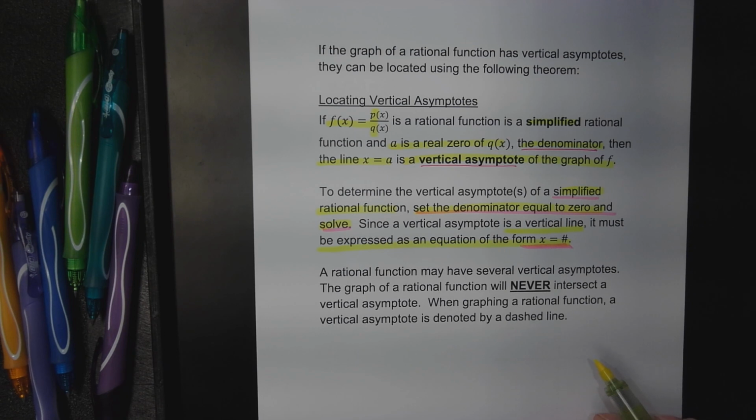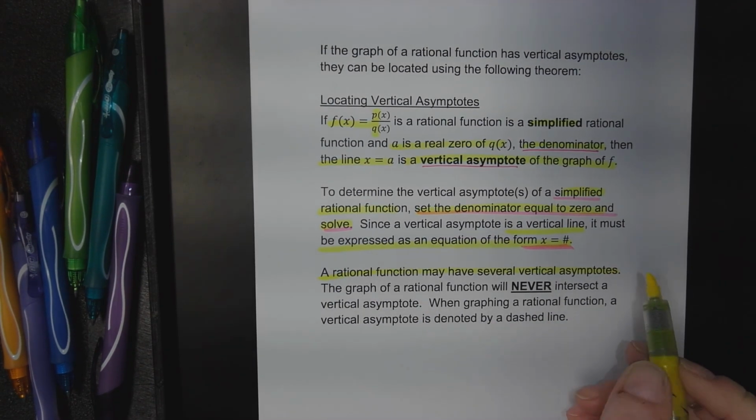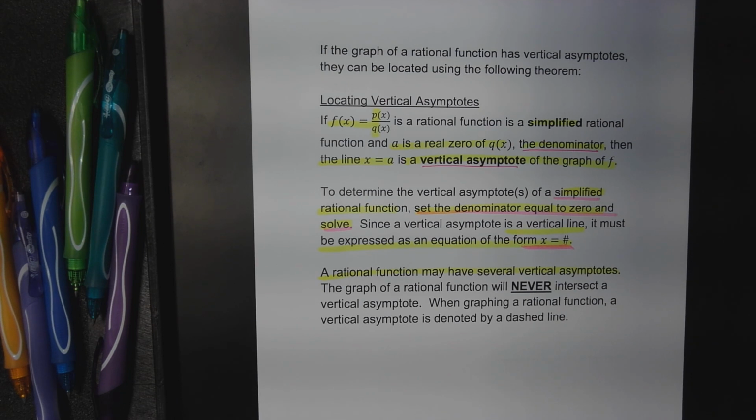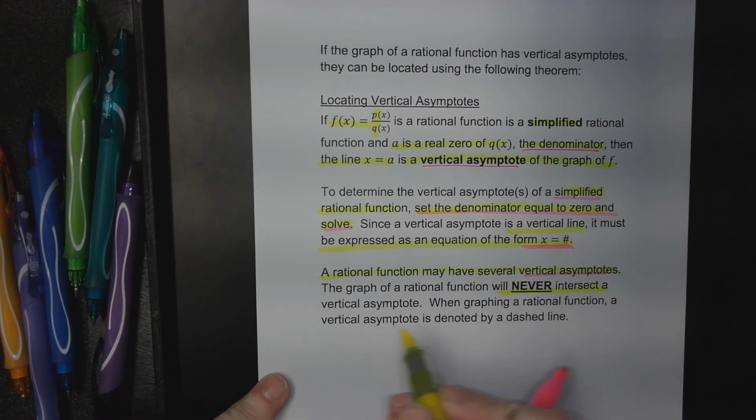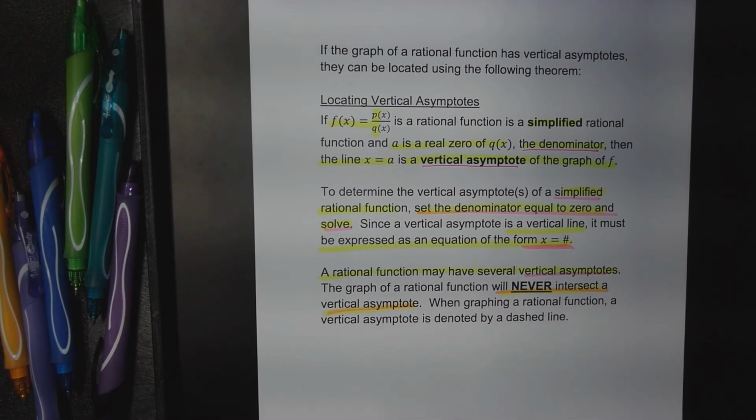A rational function may have several vertical asymptotes. So you can have more than one vertical asymptote. Please remember that. The graph of a rational function will never intersect, so that's what I just said a minute ago. It will never cross your vertical asymptote, okay? When graphing a rational function, a vertical asymptote is denoted by a dashed line. Never a solid line, always a dashed line.